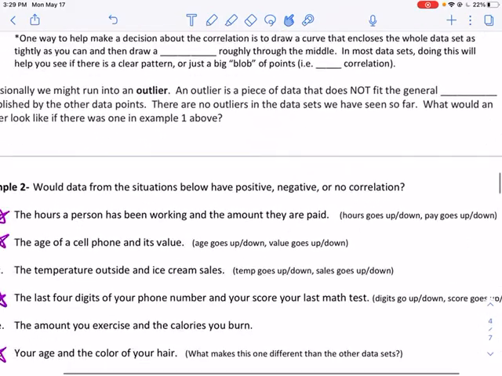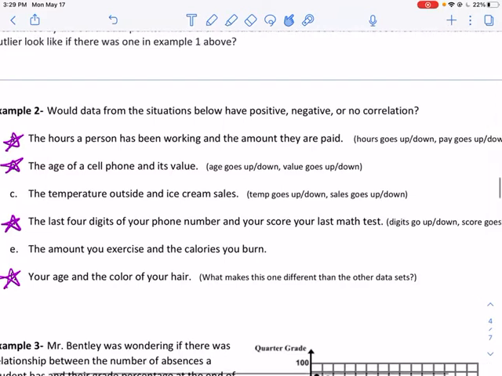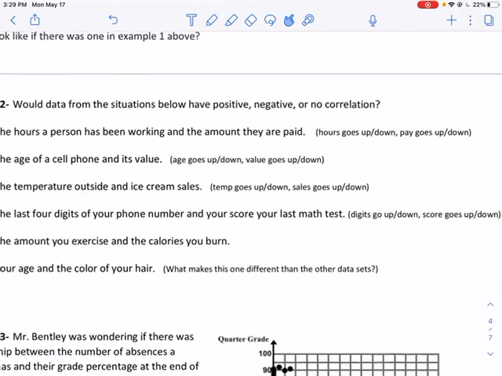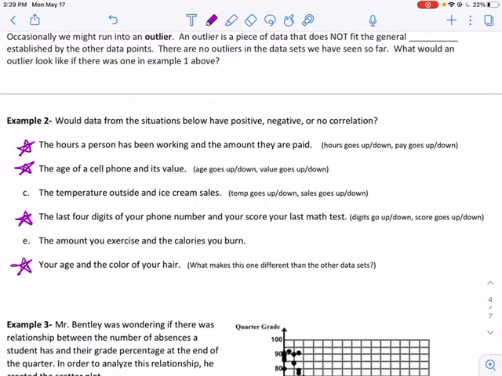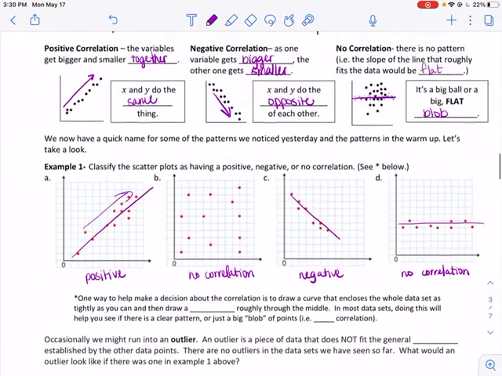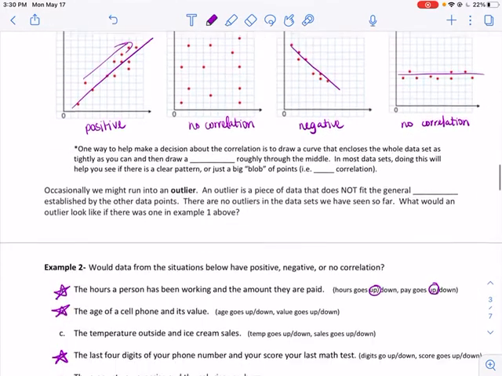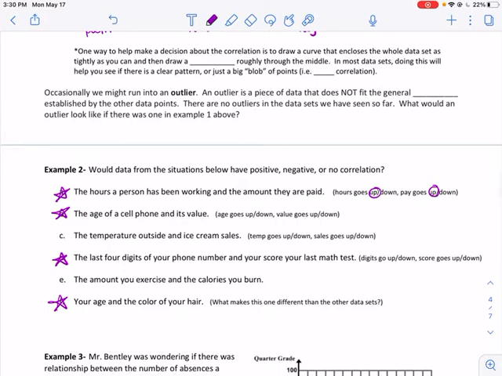Let's think about some examples where we just have to think about what we know about that type of thing and think about whether or not it affects the other. So the hours a person has been working and the amount they are paid. As hours go up, pay goes up. So remember from our definitions, in positive correlation, x and y do the same thing, and negative, they do opposite things. So because they're doing the same thing, we're going to say this has positive correlation.